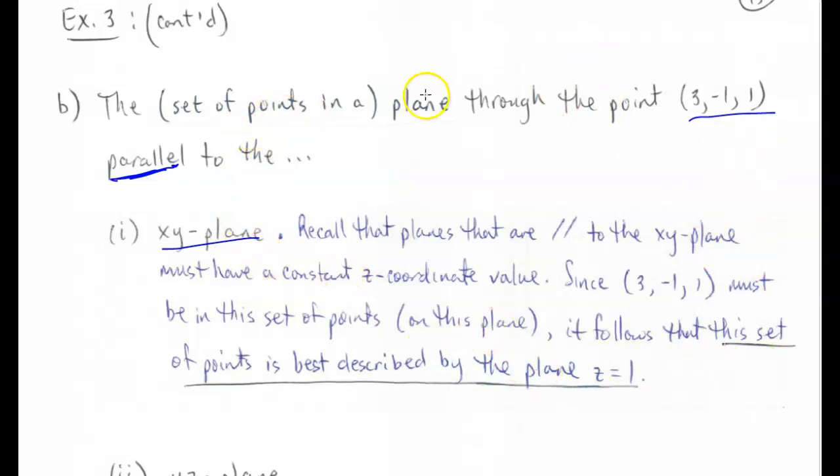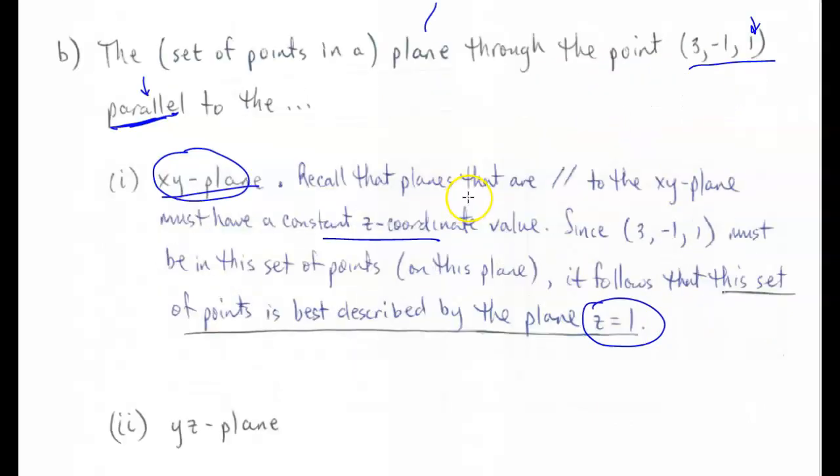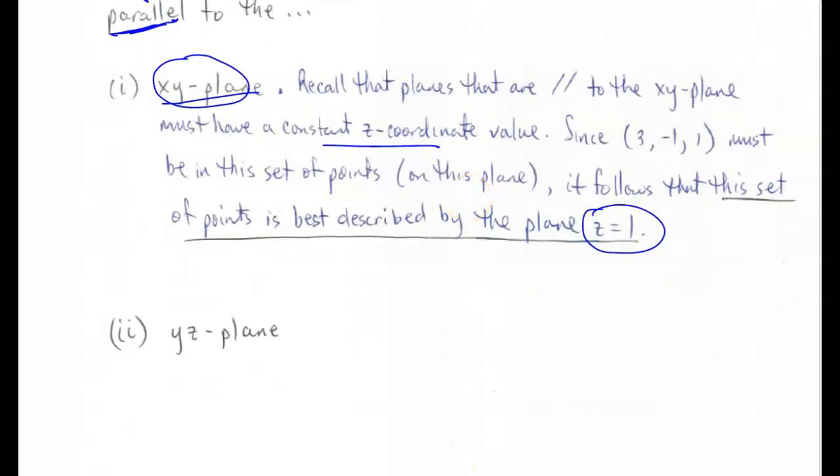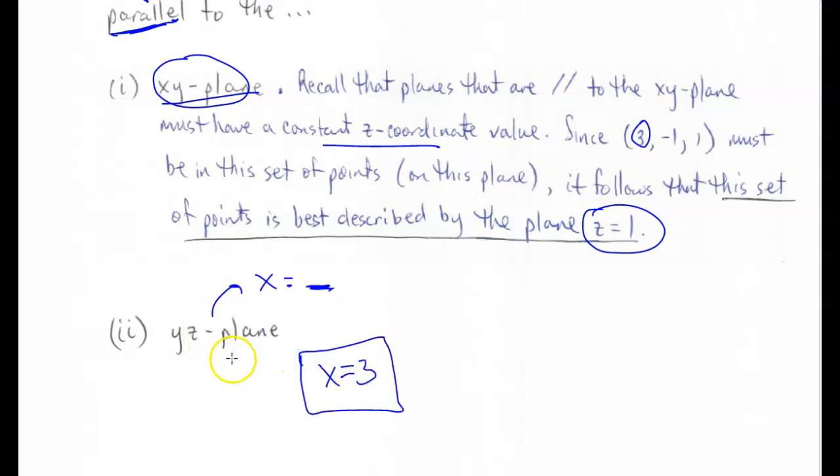Okay. If we have a plane that's going to be parallel to the xy plane, then of course it's going to have to be described with a constant z coordinate. So z equals whatever the z coordinate is going to be. If we did the same thing for the yz plane, the yz plane must be characterized as x equals a number. And of course, the x coordinate that we have is 3. So the plane that we'll be referring to here is going to be x is equal to 3.